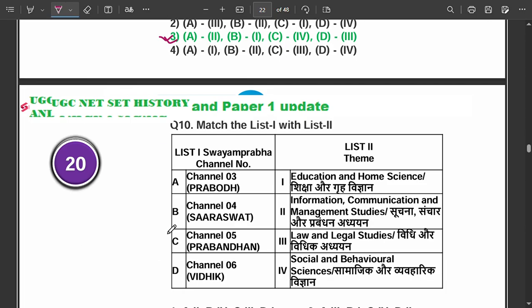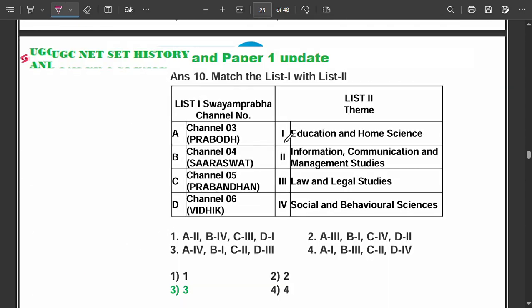Okay. Next, question number 10. We are asked to match the Swayam Prabha channel with its theme. Channel 03 Prabodh, social science and behavioral science, so A4. Channel 04 Sarasvat, B1, education and home science. Channel 05 Prabandhan, C2, information and communication management studies. Channel 06 Vedic, D3, law and legal studies.